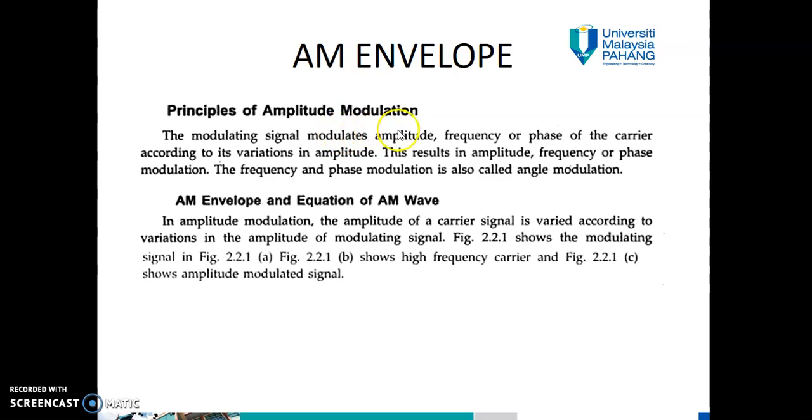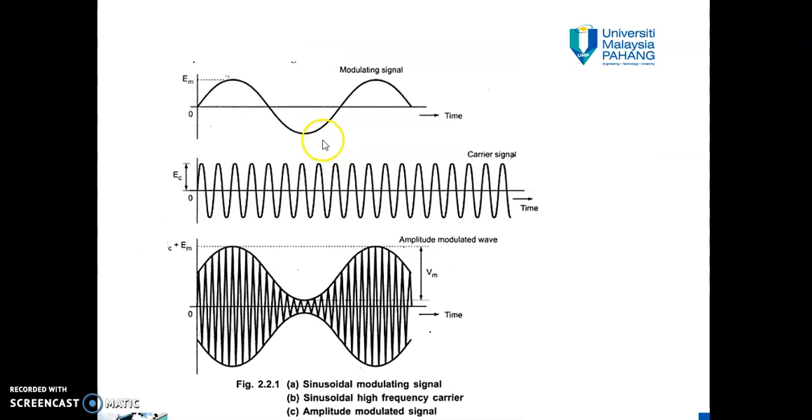This is the principle of amplitude modulation. The modulating signal modulates the amplitude, frequency, or phase of the carrier according to the variation of the amplitude. Now, this is a mathematical representation. See here, this one is EM, this one is EC frequency. This one is the sinusoidal signal for the amplitude of the information signal, this one is the carrier signal, and this one is the AM modulated signal, how it looks. Don't worry, we'll recap on the next slide.